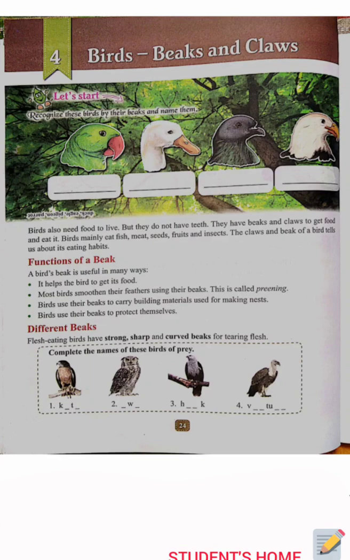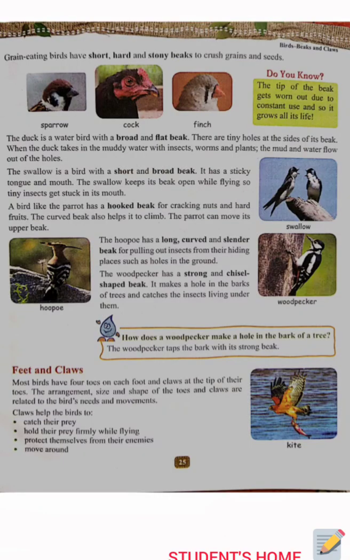Now coming to the next topic, that is different beaks. That means there are different types of beaks with different types of birds, depending upon their feeding habit. So flesh eating birds have strong, sharp and curved beaks for tearing flesh. Grain eating birds have short, hard, stony beaks to crush grains and seeds.